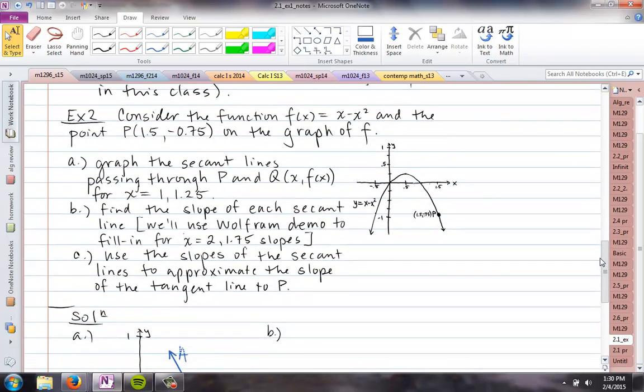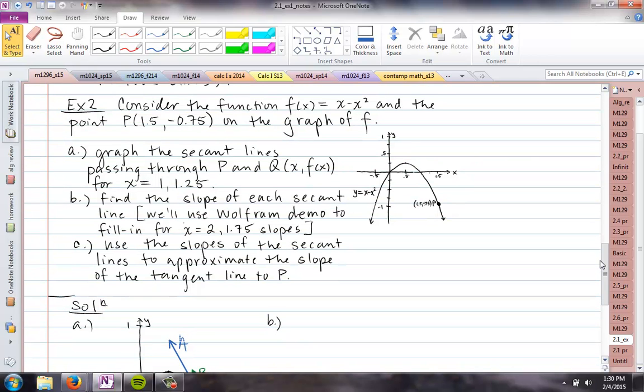Alright, so this is something that you're going to have to do on the homework, and also something that we'll do in class, a similar example. Consider the function f of x equals x minus x squared, and the point P is at (1.5, -0.75). I included the graph here, so notice the point P is indicated there. Okay, first thing, graph the secant lines passing through P and Q for x equals 1 and 1.25.